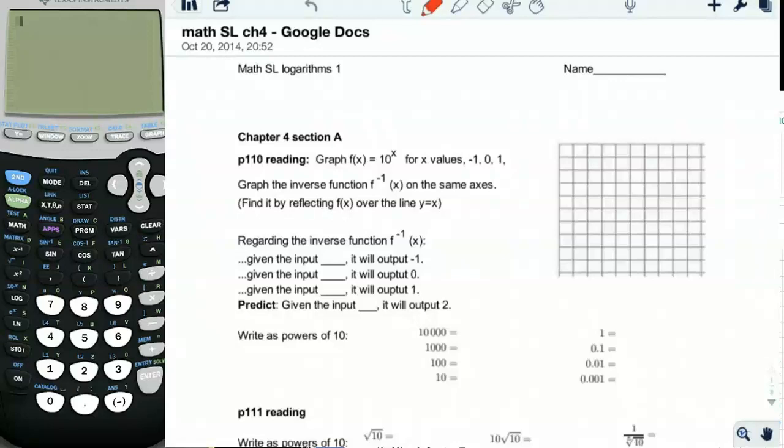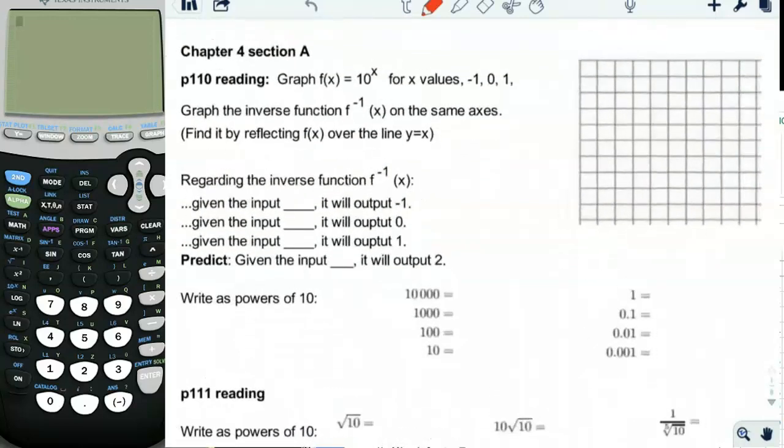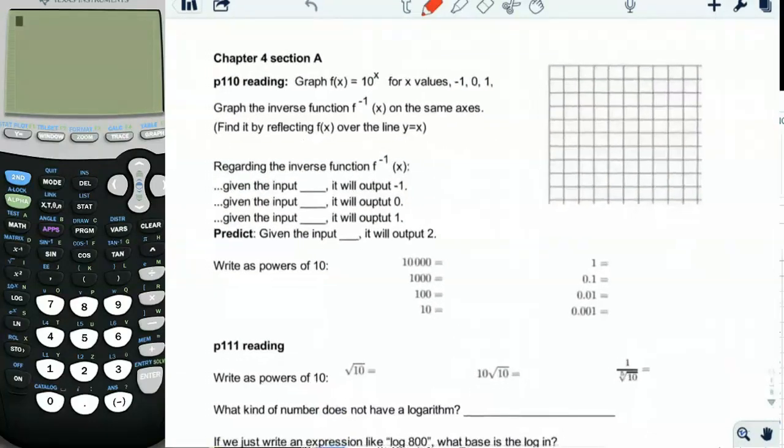This is the first problem set for logs. Chapter 4, Section A, page 110 reading. Graph the function 10 to the x power for x values -1, 0, and 1. Let's see.